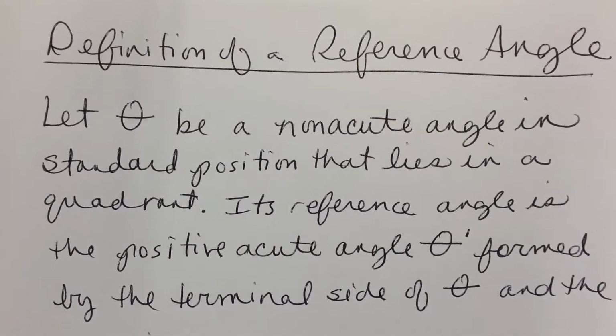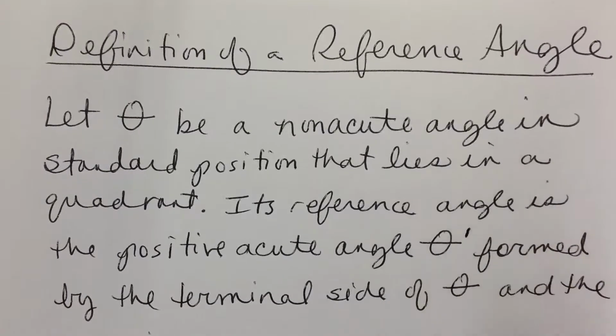Definition of a reference angle. Let theta be a non-acute angle in standard position that lies in a quadrant. Its reference angle is the positive acute angle theta prime formed by the terminal side of theta and the x-axis.